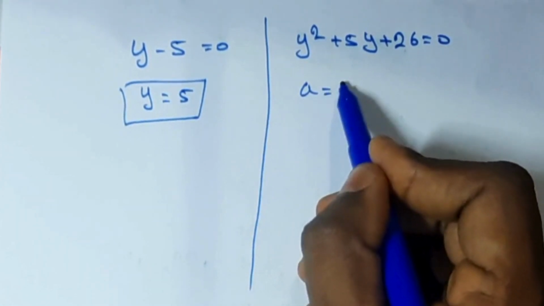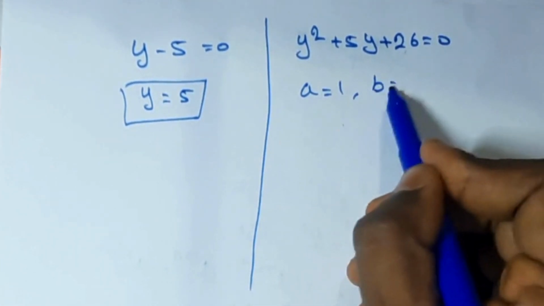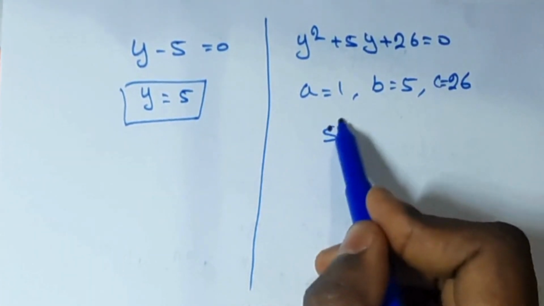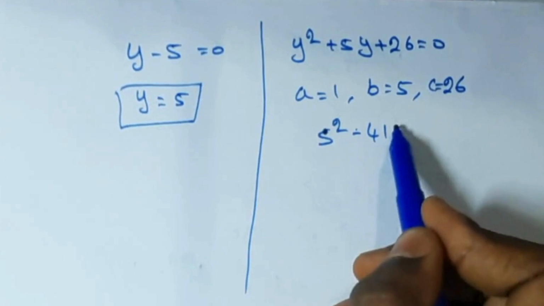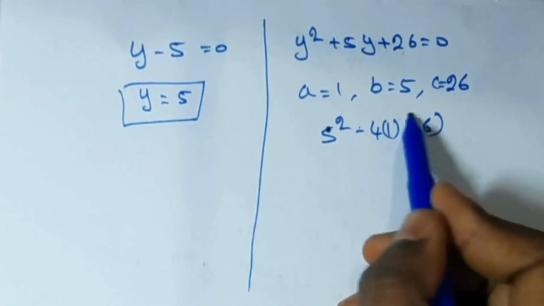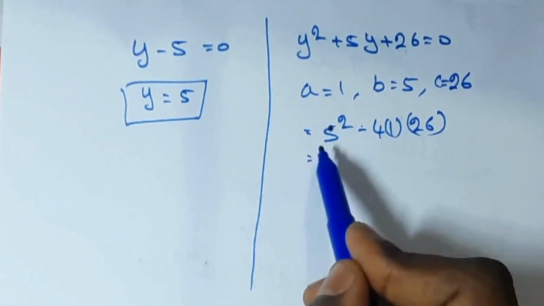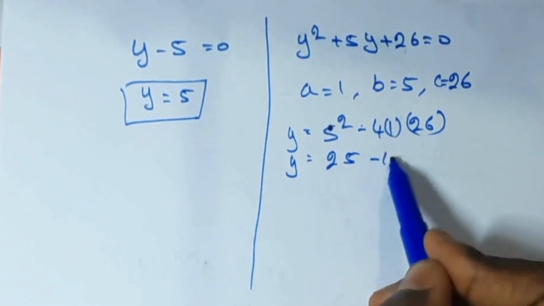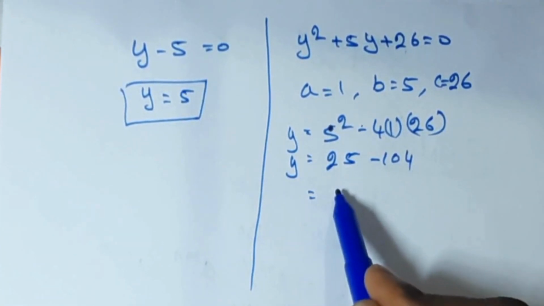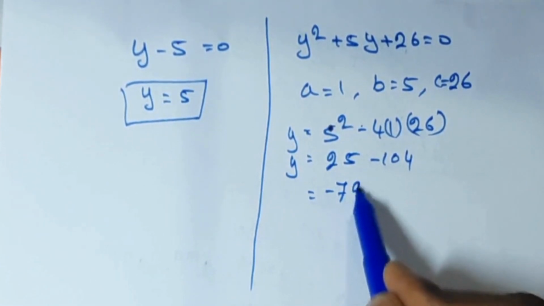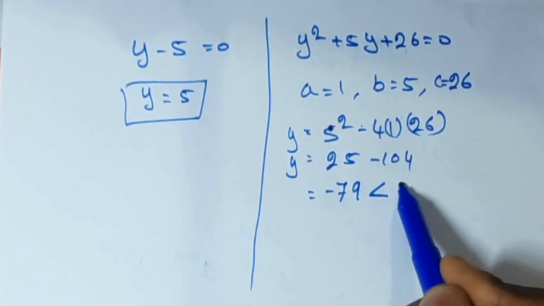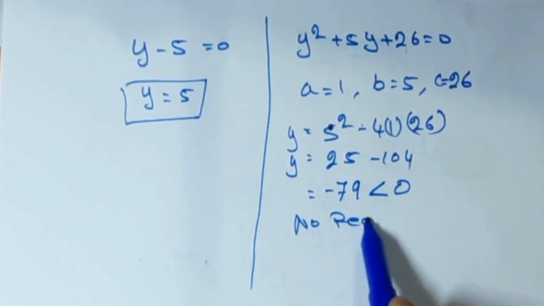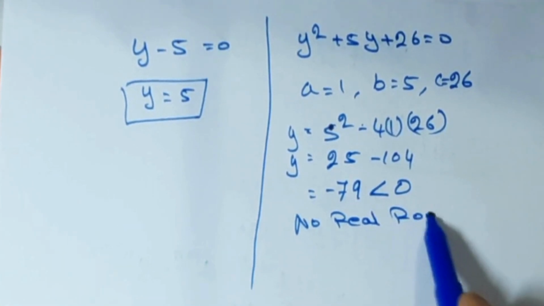For the quadratic, a equal to 1, b equal to 5, c equal to 26. The discriminant is b square minus 4ac, 25 minus 4 times 1 times 26, so 25 minus 104, which is minus 79. It is not a real number, so there is no real root.